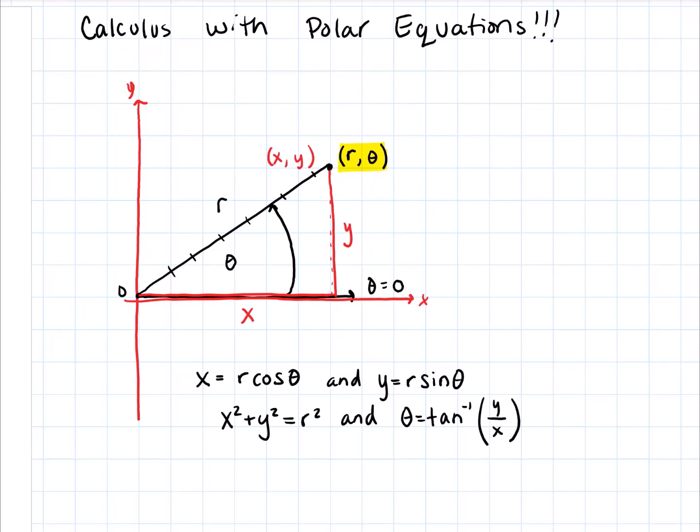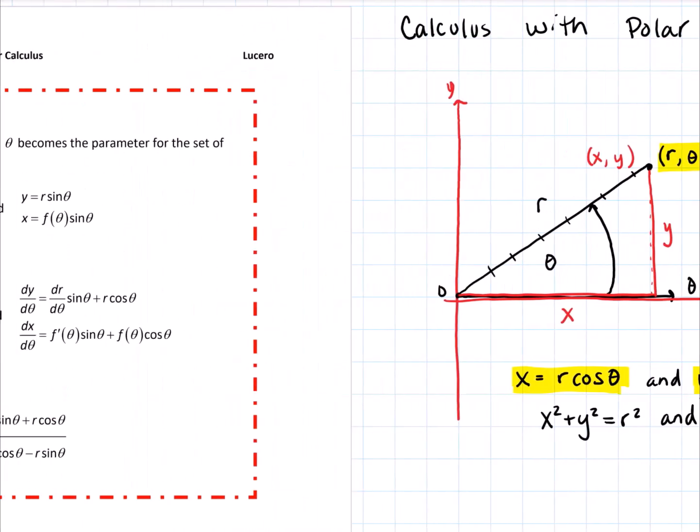And the 2 that we're going to utilize are how we can move back and forth between the rectangular coordinate system and the polar coordinate system. The 2 relationships that we're going to work with are this fact that x is defined as r cosine of theta, and y is equal to r sine of theta. And we're going to utilize that in this way.